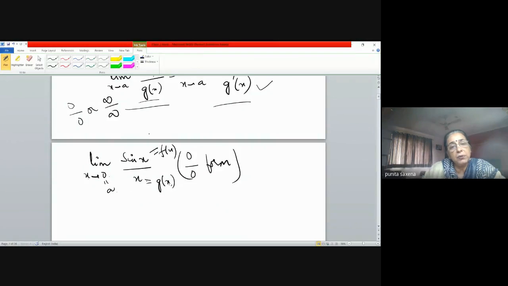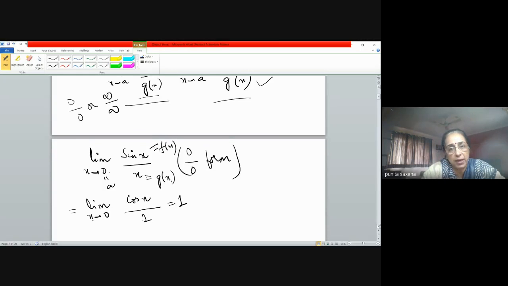When you apply L'Hopital's rule, it has to be equal to the limit as x tends to 0 of f'(x) upon g'(x). Now what is the derivative of sin x? cos x. The derivative of x is 1. So it becomes the limit as x tends to 0 of cos x upon 1. Now if you take the limit as x tends to 0, cos 0 is how much? 1. So it becomes 1 upon 1, which gives you the limit as 1. So we can prove it this way also, that this limit is actually 1. And the same goes with the infinity by infinity form also.